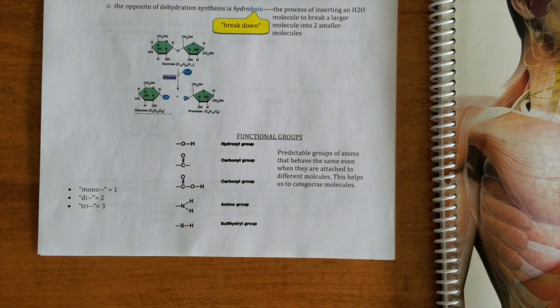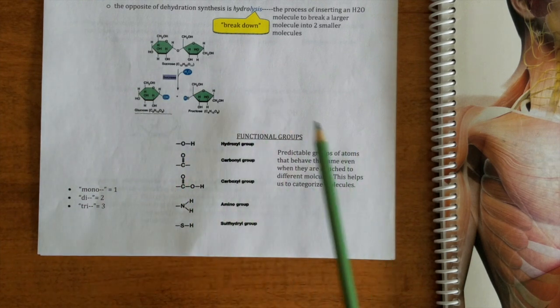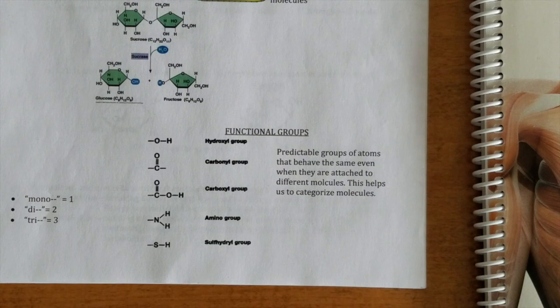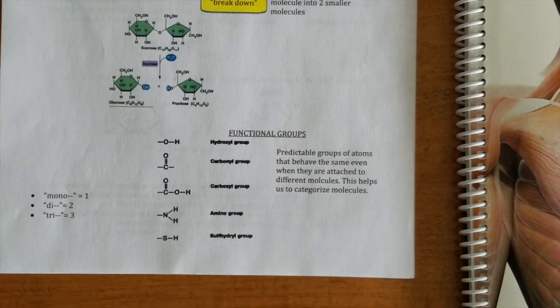So here are some really common prefixes that you should know. Mono means one, di means two, tri means three, and I forgot to include it, but poly means many. It would also behoove you to know some of these functional groups over here. This will also help you with your chemistry classes. So feel free to pause the video and study this as you so desire.